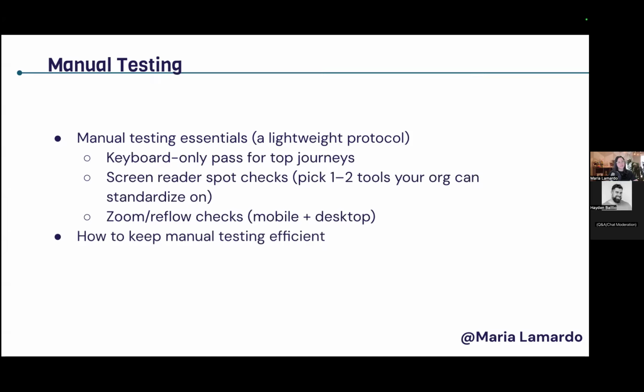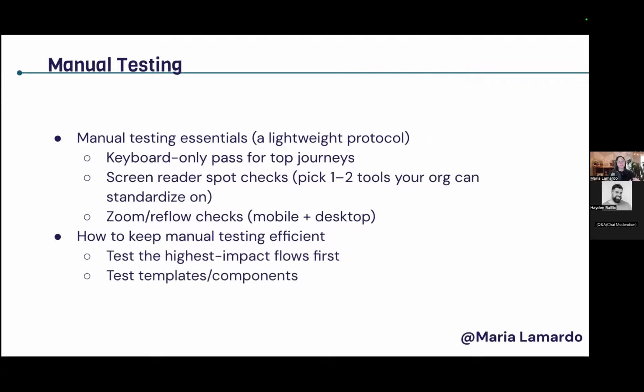Now, manual tests can discover issues that block task completion, which are often most likely to create real-world harm and risks. And then there are ways to keep it efficient, which is to test your high impact flows first, and then testing your templates and components that are reused throughout your site. And of course, I do want to call out that having people who use assistive technology natively will give you the best results for your manual testing because they know the expected experience. They know these tools inside and out, and they know what should be happening.